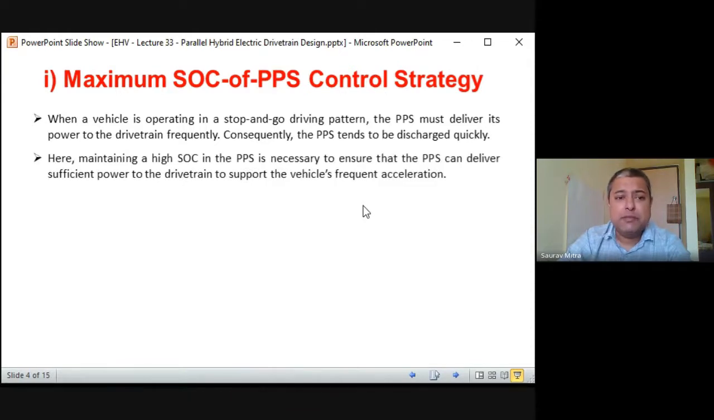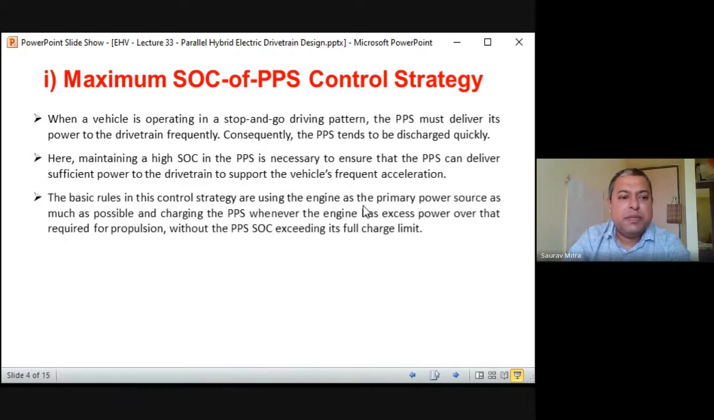But in this case, we have to maintain a predefined PPS power level that is always there. Your bumper source power should always be satisfied. So maintaining a high SOC in the PPS is necessary to ensure that the PPS can deliver sufficient power to the drivetrain to support the vehicle's frequent acceleration. Whenever the vehicle is on the highway or on a hill and wants to accelerate, that extra power is supported by the PPS.